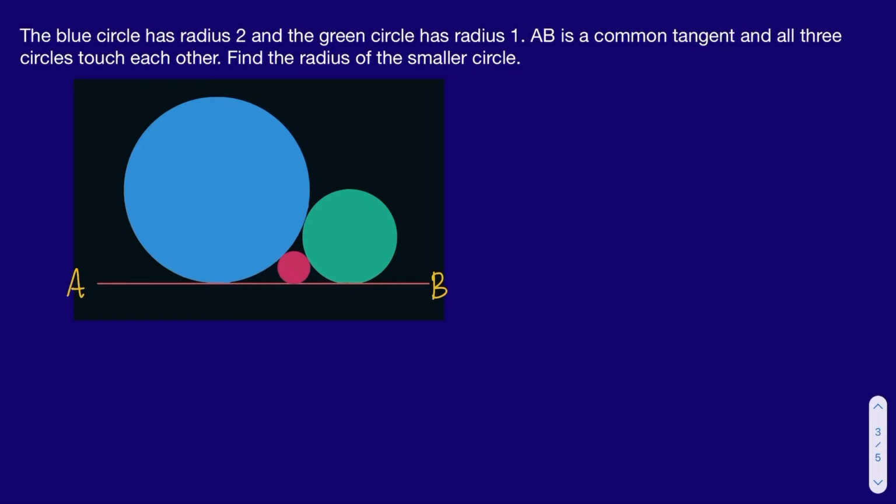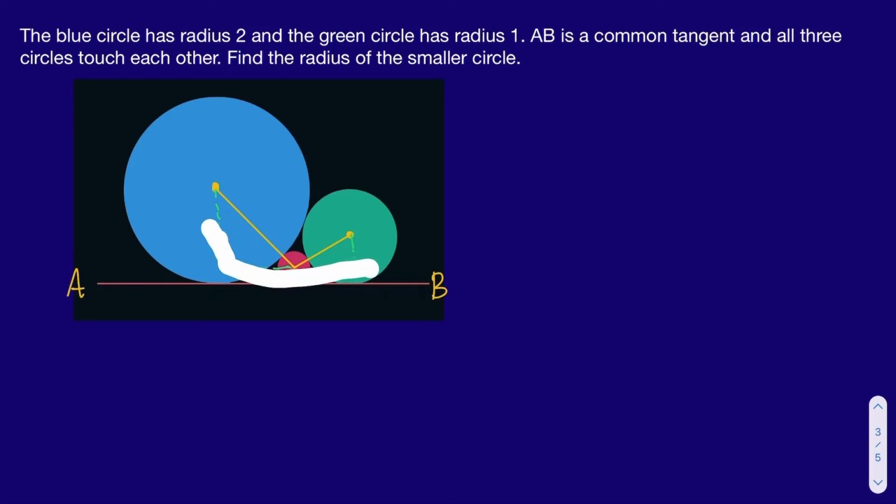So the first step that I'm going to take is that I will just show the center of each circle, and then I will connect the center of the largest circle to the smallest one. Similarly, I will connect the green circle center to the smallest one. So now I can easily see that I can draw two right triangles. This is one, and this is the other one.